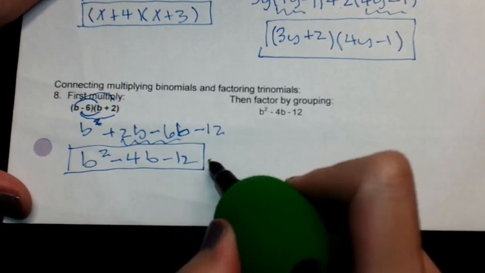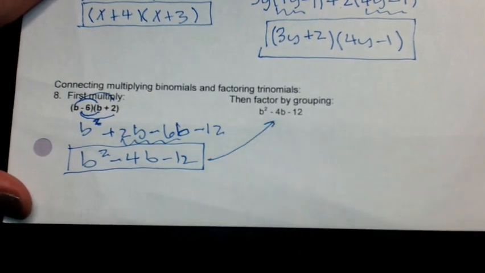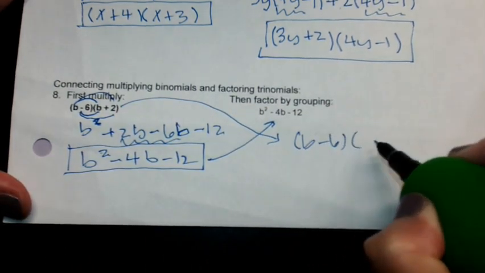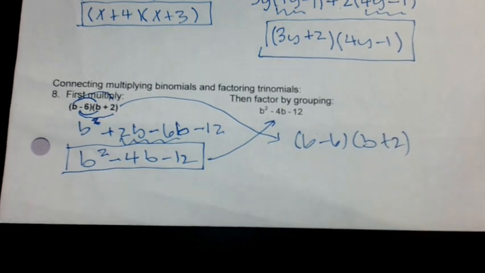Do you guys see that? I pretty much have the same thing over here. So what would the answer of this one be? Yep. B minus 6 and B plus 2. It's just showing it's interchangeable.